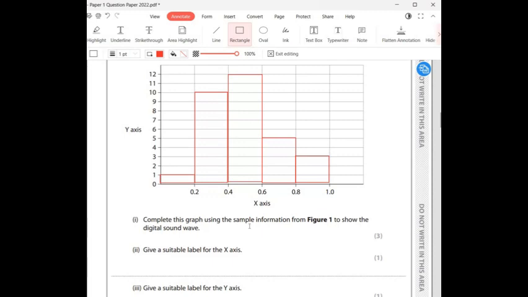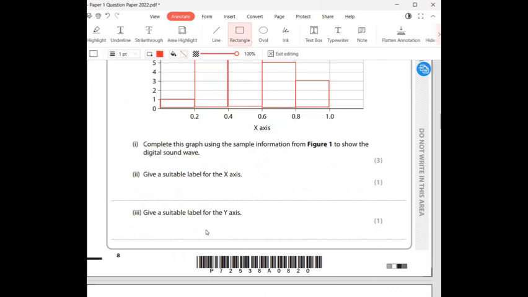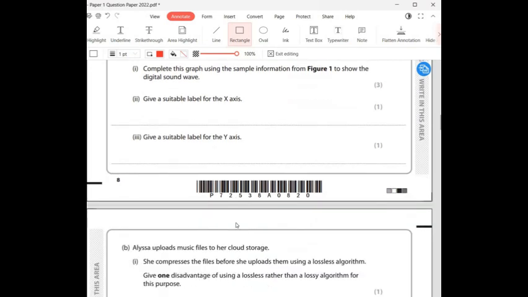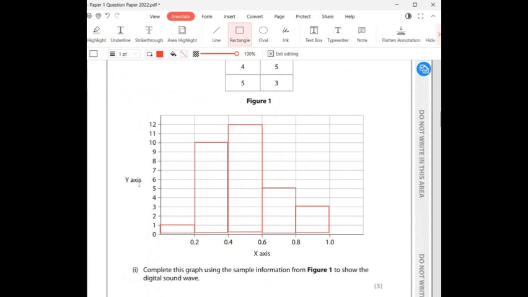So we've completed that. So what we need to do is give a suitable label for the x-axis. I would say time, because that's in seconds. And then give a suitable label for the y-axis. I would say something like amplitude or meters. I would just stick with amplitude for this one, because 5 samples of analog, so we got seconds. I would definitely say time. And then up here, I would say something like amplitude.